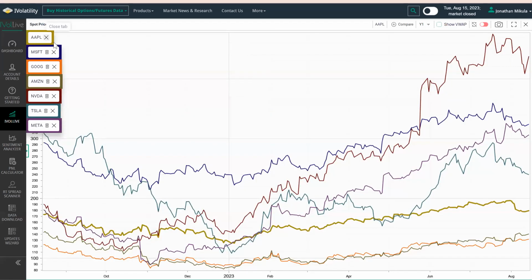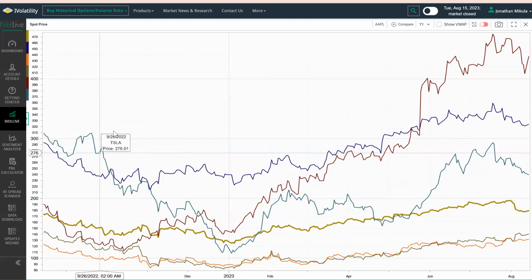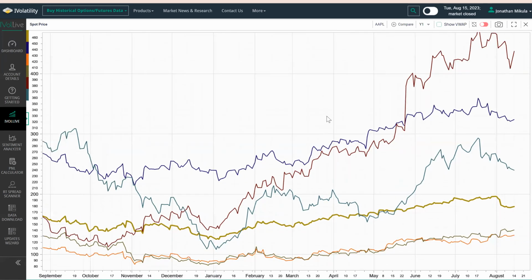So again, from our legend here, the way to minimize this is by clicking the handy little X. If you want to get rid of a name, so if I wanted to get rid of Meta, for example, I hit the trash can, and now Meta's been deleted. But what this tells me is how these names have been trading relative to one another over the past year in this case. And we can see that NVIDIA has gone much higher.